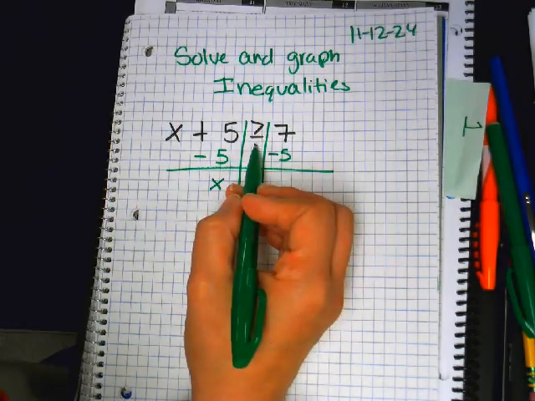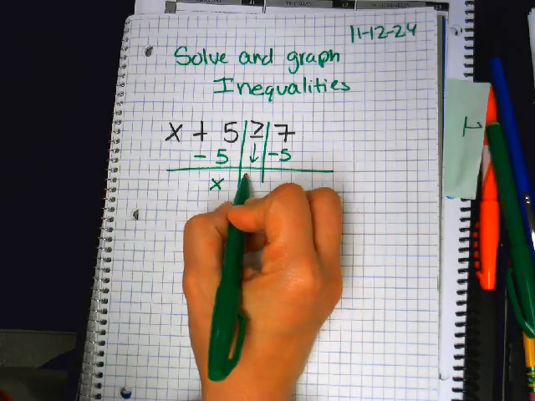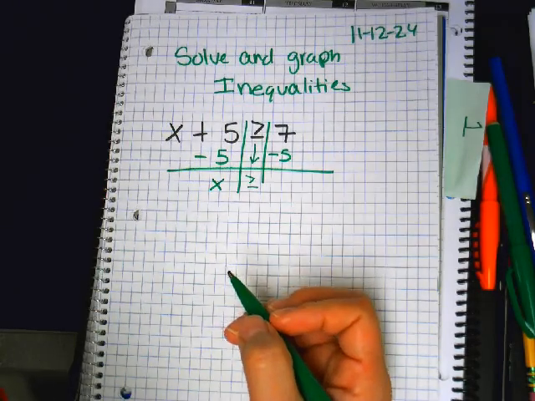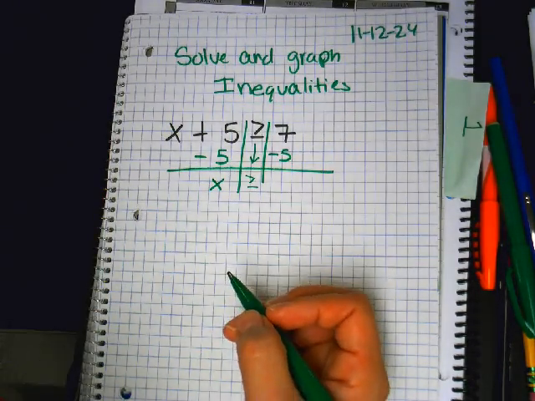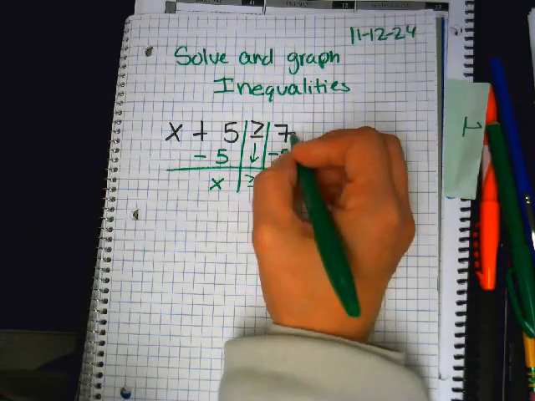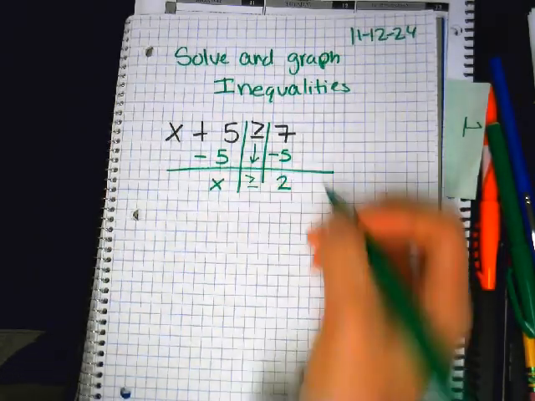How do we say this inequality? Greater than or equal to. You will be using these symbols in high school, so you got to make sure you memorize them. And then 7 minus 5? 2. Okay, that's solving it.